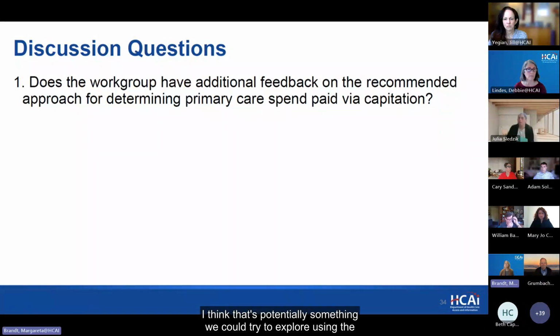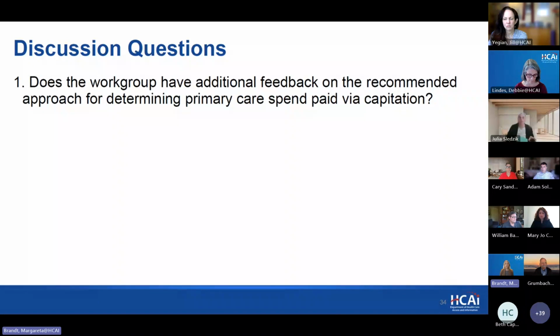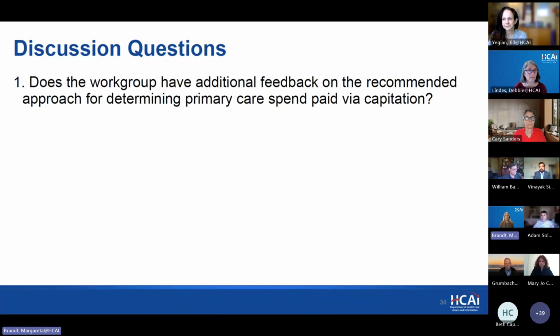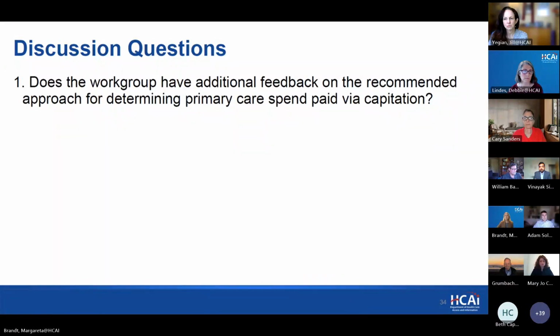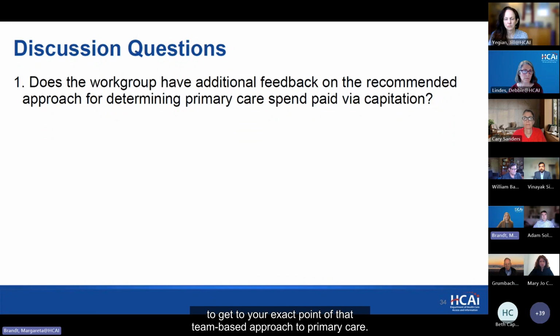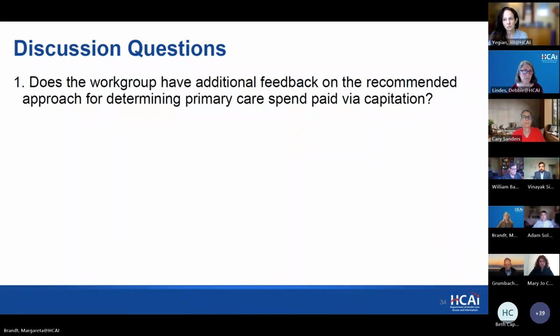Thank you, Carrie. I think that's potentially something we could try to explore using the healthcare payments database. And also, I want to emphasize that our claims-based definition of providers is intended to be more inclusive, to include many primary care team members, not just primary care physicians or clinicians, to get to your exact point of that team-based approach to primary care. Thanks.